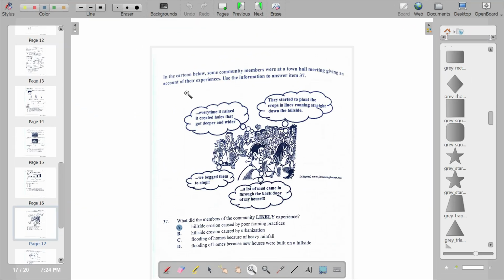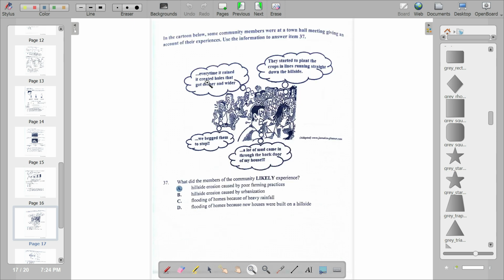This is 37. In the cartoon below, some community members were at a town hall meeting giving an account of their experiences. Use the information to answer 37. So here, this bubble with people talking says, every time it rained, it created holes that got deeper and wider.